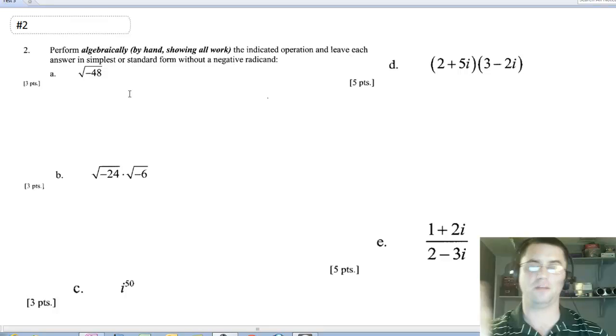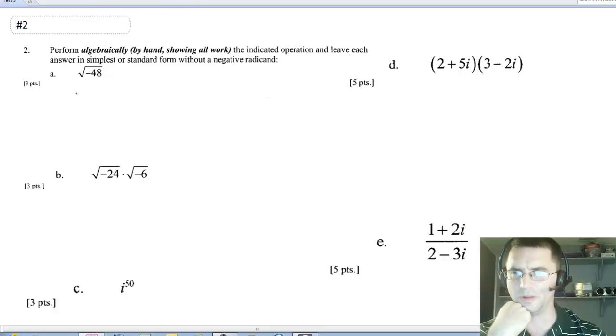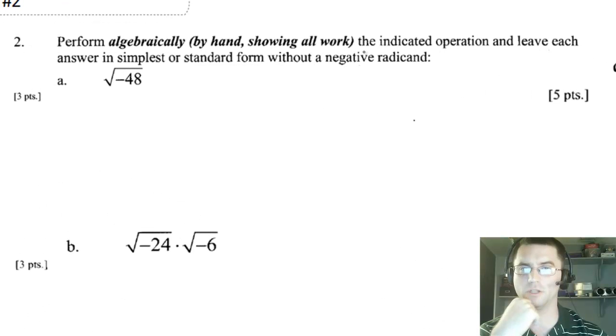Test item number 2 has us working with complex numbers and negative radicals, or negative radicands. Right here on 2a, we have the square root of negative 48. The directions say perform algebraically by hand, showing all work, the indicated operation, and leave each answer in simplest or standard form without a negative radicand. So we can't leave the negative in there.